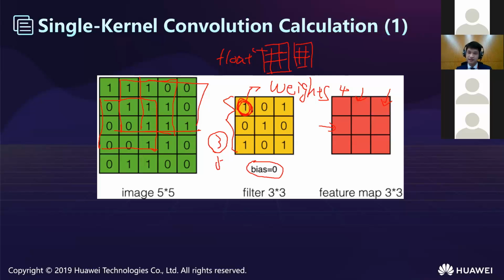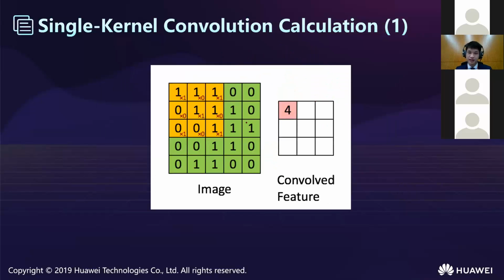Okay, yeah, thank you. So how to calculate the value? Just like this, move the kernel to all positions, and then we can get one feature map, just like this. Okay, so that is the convolution operation.